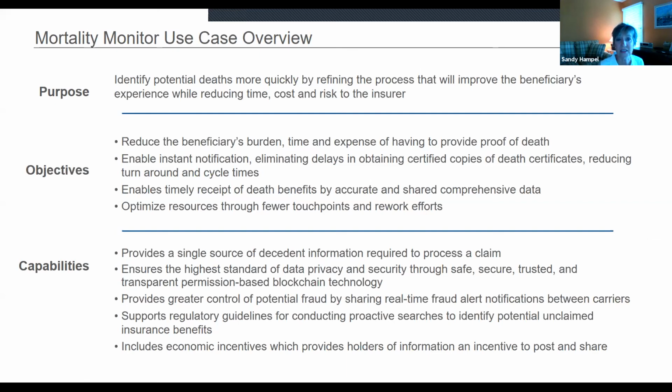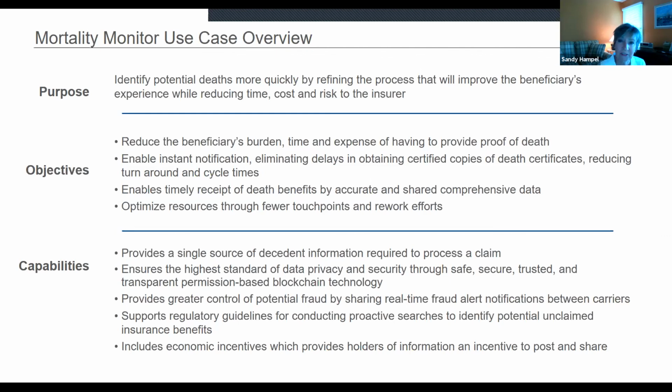The capabilities is that it provides that single source of truth, that decedent information is required to process a claim, and having valid, verifiable information in that single source enables the carriers to more quickly process the claims. It also ensures a higher standard of data privacy and security. Again, as you see with the Kaleido product and platform, they provide the safe, secure, trusted data, and it's permission-based. So only those carriers who need to have access do have access to that information. Provides greater control of potential fraud.